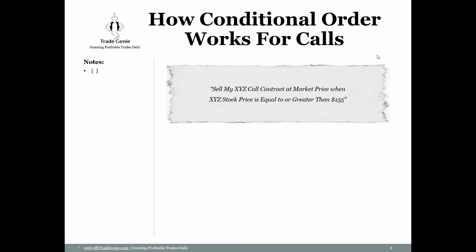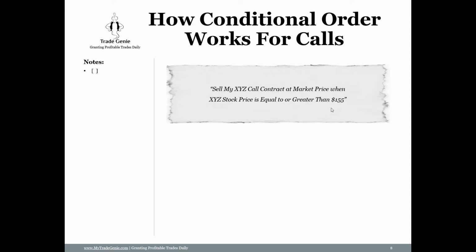So the way it works is, this is what you're telling the system: sell my XYZ call contract at market price when XYZ stock price is equal to or greater than 155. Let's say, remember the example, 150 is the current price, the target is 155, and you bought the July 150 option.